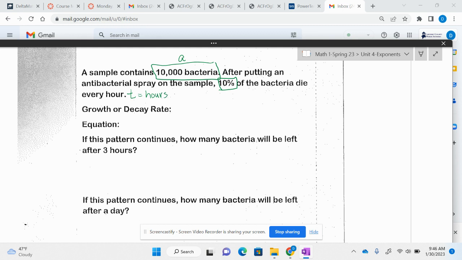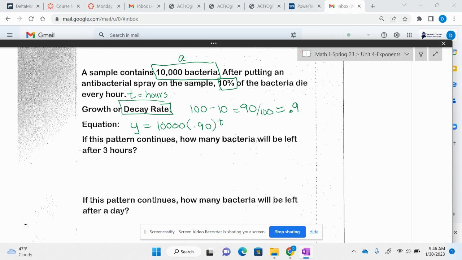So is this going to represent a growth or a decay? Well, we're killing the bacteria, so it's a decay. So I have to take 100 minus my rate of 10%. That equals 90%, divided by 100 is 0.9. So that's my rate. So y equals 10,000 times 0.9 to the power of t.